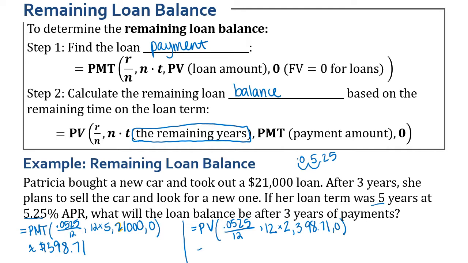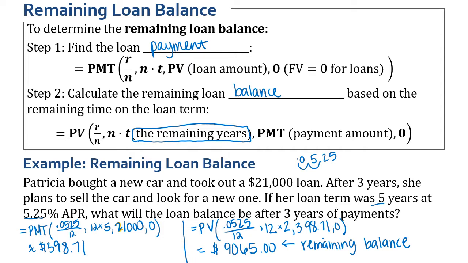So this ends up giving us a value of $9,065. This is the remaining balance she has left for those last 2 years. So after 3 years of payments, her remaining balance is $9,065.